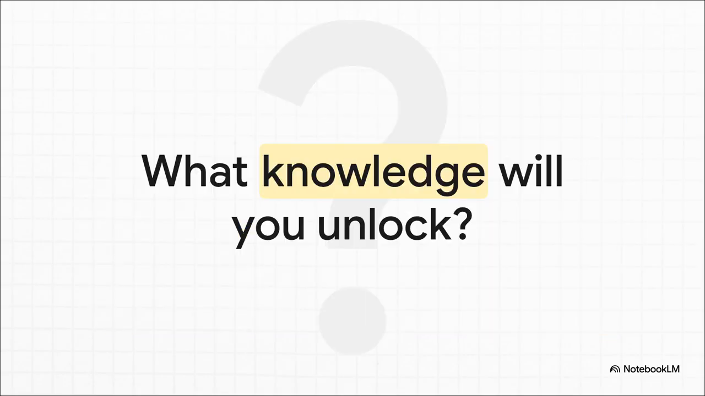So there you have it. You've got the blueprint, you've got the map, you've got the secret decoder ring. The next time a scientific paper lands in front of you, you're not going to see a confusing mess. You're going to see the structure. So the only real question left is, now that you have the key, what are you going to unlock?